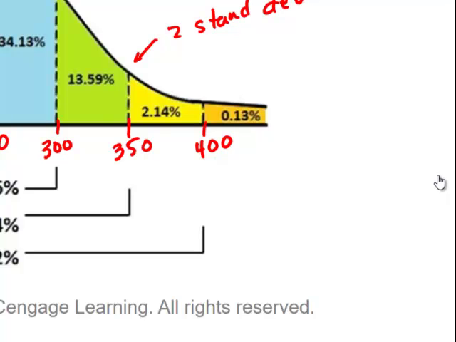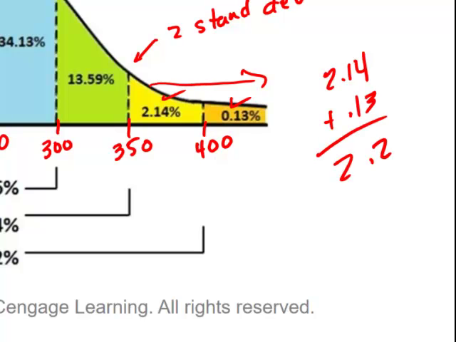All right, so let's say we have a standardized test. How many students would I expect to score over 350? So all of these students, both here and here, are scoring over 350. So I would expect 2.14 plus 0.13, 2.27%. So 2.27% would score over 350.